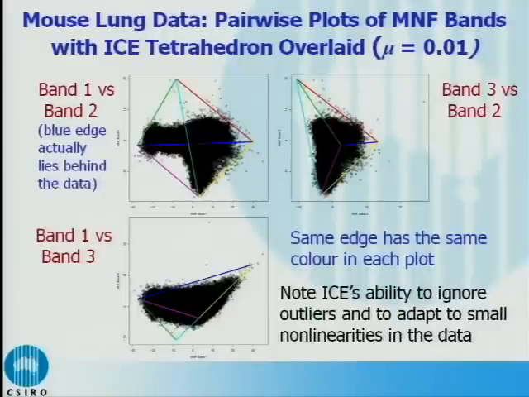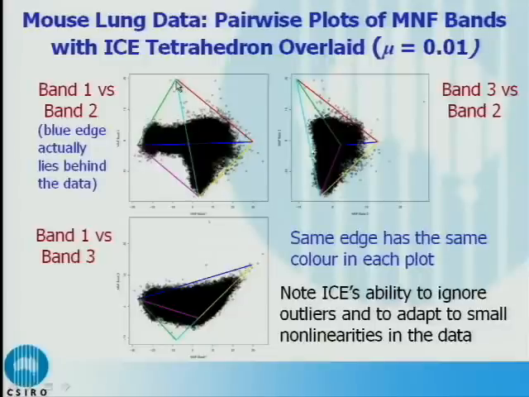This is the tetrahedron that ICE will fit in those first 3 MNF bands, and I've coloured each of the edges with a different colour but the same colour in each band. So this dark blue, for instance, actually lies essentially behind the data cloud. You'll also note how it doesn't chase that outlier, whereas the other 2 algorithms I showed you will. And you'll see it's also missed this 5th one, as I've only assumed 4. And the other thing to note is it's not constrained among the data points. So that vertex is not a data point.